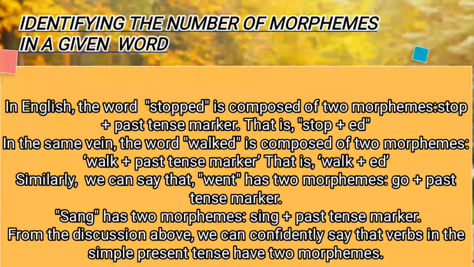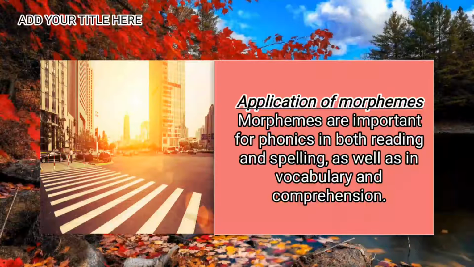Identify the number of morphemes in a given word. In English, the word stopped is composed of two morphemes, stop plus the past tense marker, that is stop plus the ed. In the same vein, the word walked is composed of two morphemes. You have the walk plus the past tense marker, that is walked. Simply, we can say that we count the morphemes.